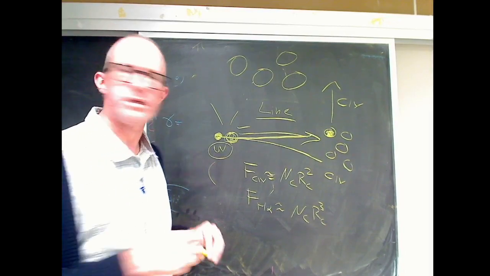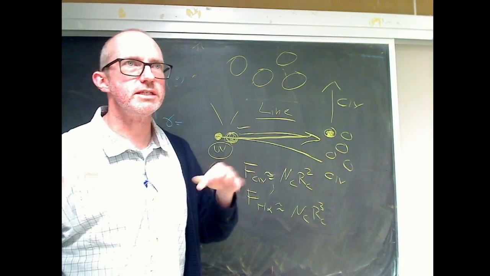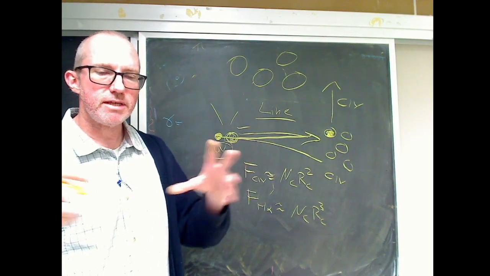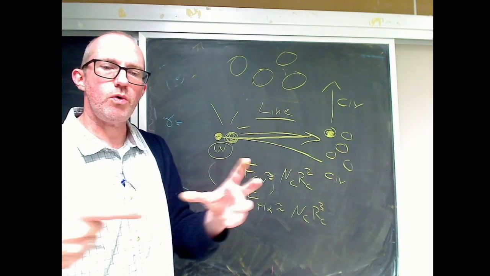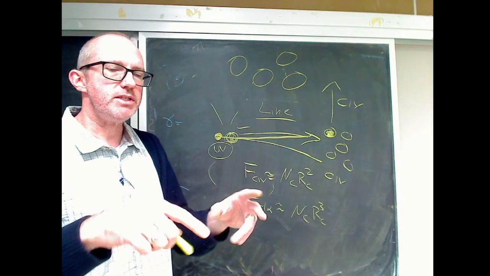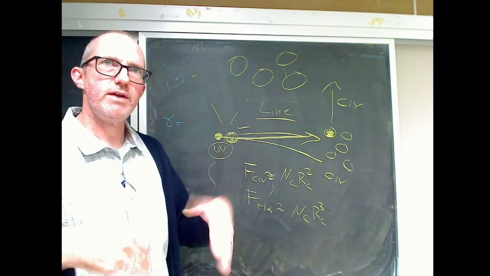Wonder why that was. So the line is lit up by the black hole. This is an important piece of information that's going to show up again when I talk about reverb mapping. So what happens is I've got this disk, it's feeding the black hole, it's hot and has a bunch of UV photons. It's also clumpy, so sometimes it gets a lot brighter in the UV and dimmer in the UV. It fluctuates like crazy.